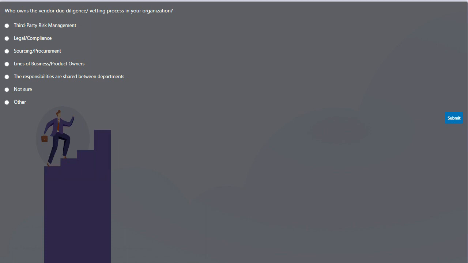Our second poll question of the day is, who owns the due diligence vetting process in your organization? Third-party risk management, legal or compliance, sourcing, procurement, lines of business or product owners, the responsibilities are shared between departments, not sure, or other.